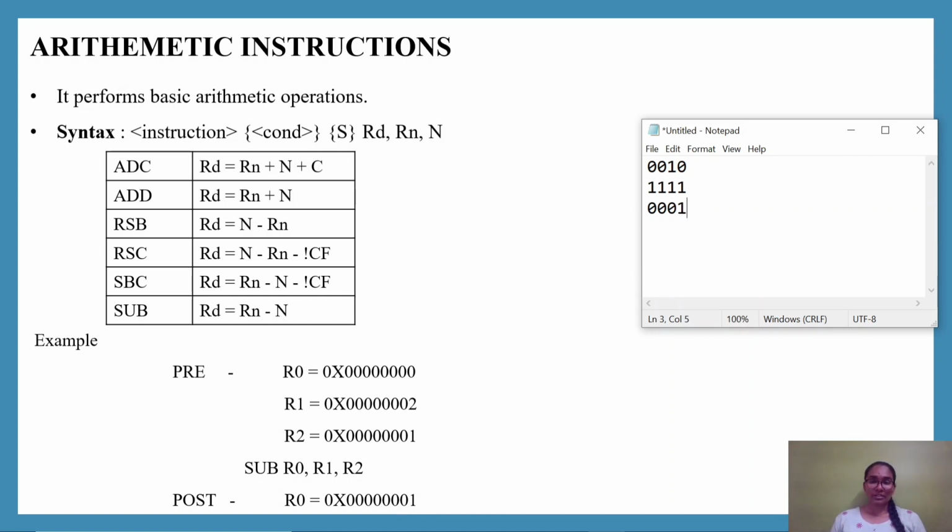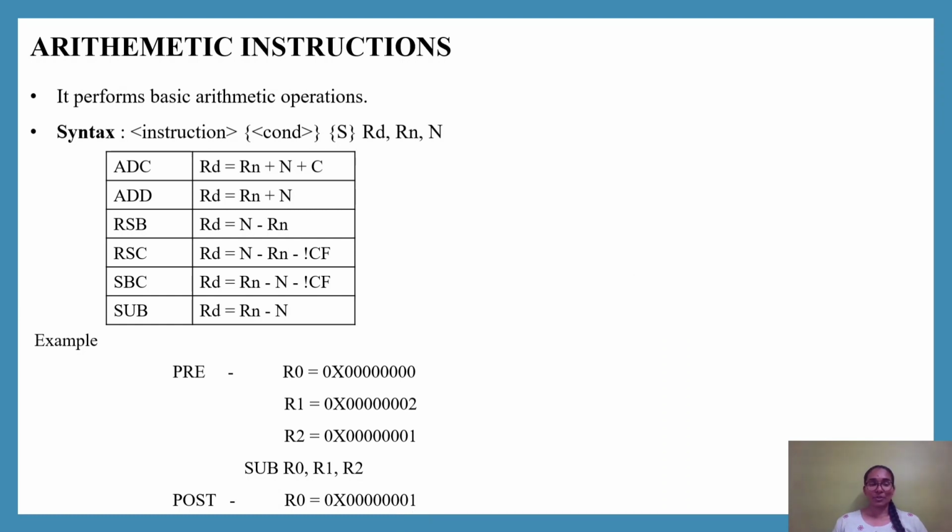That is, 1 and 1 is 0 with 1 carry, 1 and 1 is 0 with 1 carry, 1 and 1 is 0, which is nothing but 1. So here the last bit is 1.